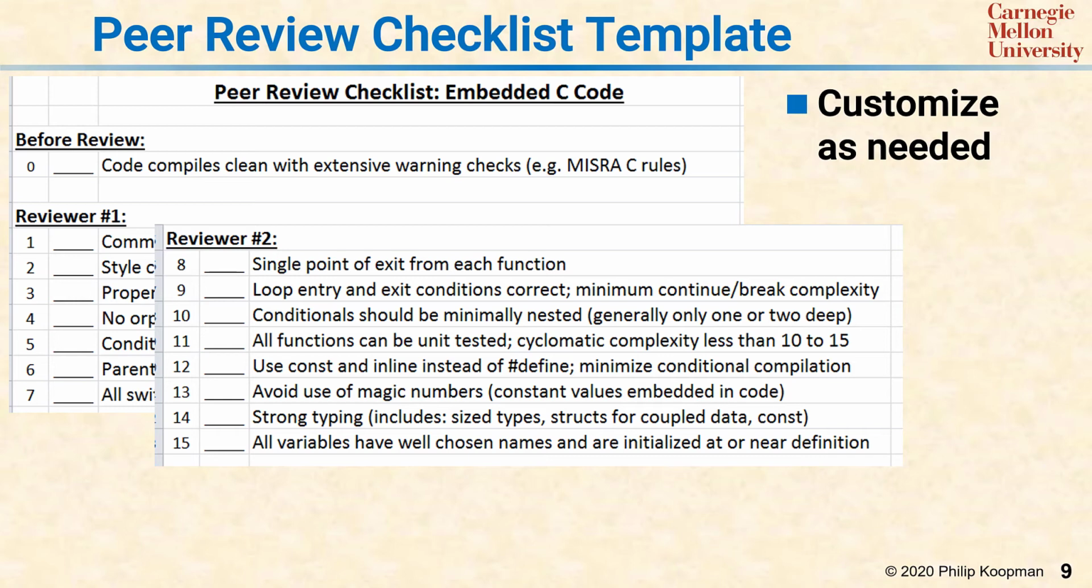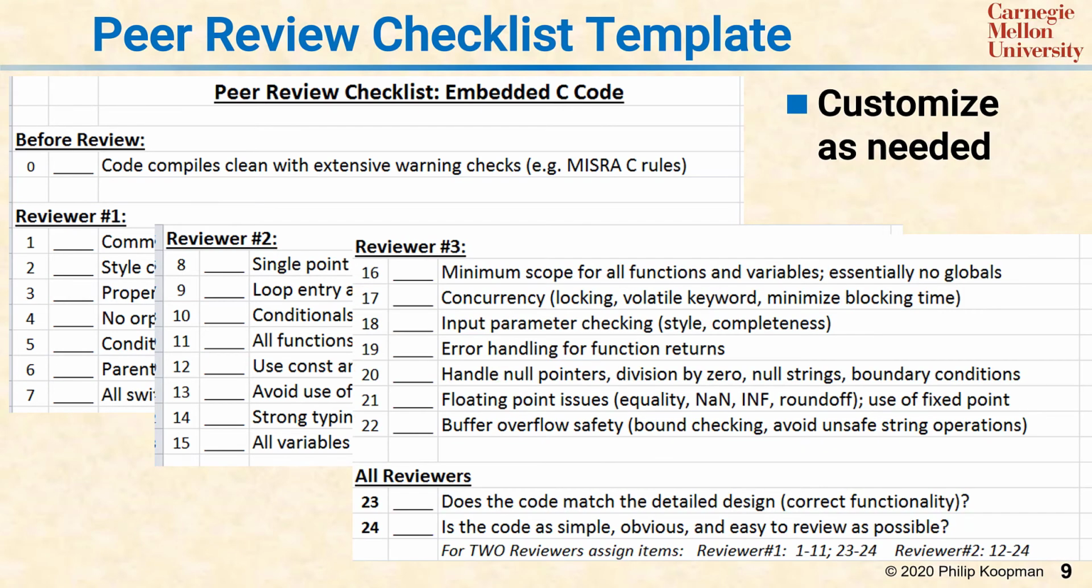At the same time, on the same chunk of code, reviewer number 3 is asking yet another set of questions. Reviewer number 3 is looking at whether or not the variables and functions have the minimum scope and essentially no global variables, whether concurrency issues have been addressed, whether input parameters have been checked, whether error handling works, whether exceptions such as null pointers, division by zero, null strings, boundary conditions have all been handled properly, whether there are any floating point issues, especially with NaN numbers and infinities, and buffer overflows.